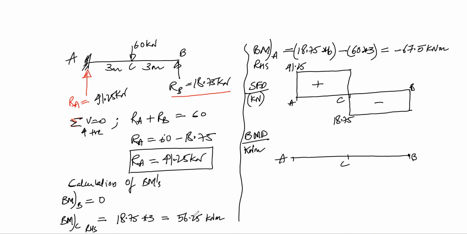That is positive. So I have to show it above the reference, 56.25. And bending moment at A is minus 67.5 kilonewton meter. So that will be in negative region. So I'll show it here, 67.5. And there is only point load acting on the member. So I can join all these points using a straight line. This is the positive region. This is the negative region. And here, wherever the bending moment is changing its sign, I call it as point of contraflexure.